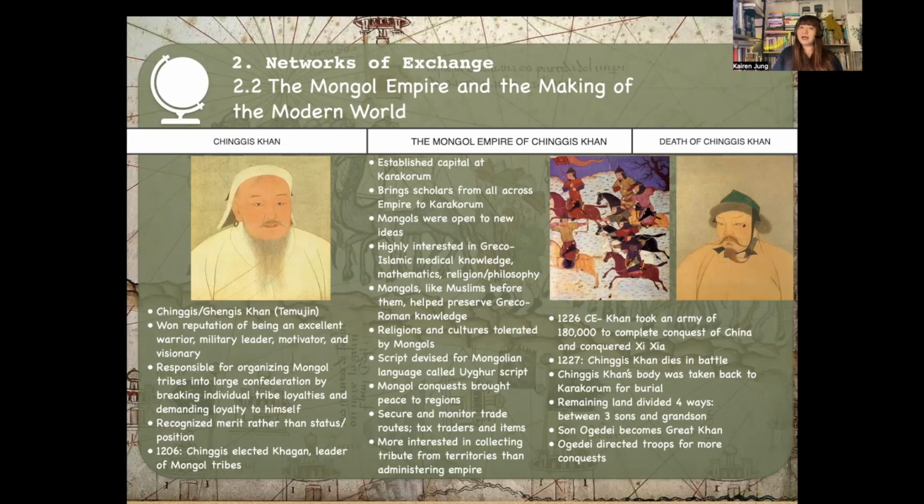He established his capital at Karakorum, and he brought scholars from all over his vast empire to Karakorum, and the Mongols were open to new ideas. They were very interested in Greco-Islamic medical knowledge, mathematics, and religion and philosophy in general. The Mongols helped preserve a lot of this Greco-Roman knowledge. The interesting thing about the Mongols, remember, they didn't really leave a mark on history compared to just how expansive and vast their land empire was.